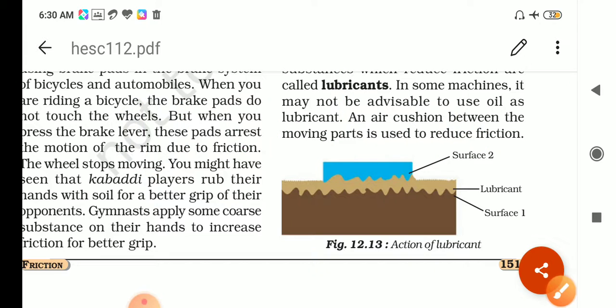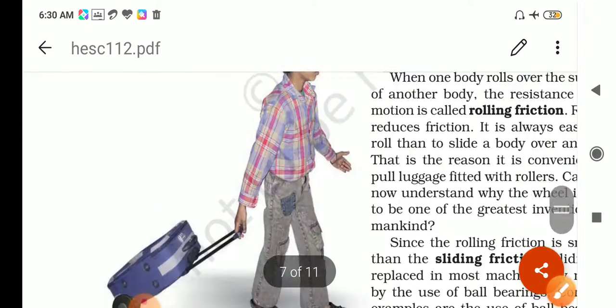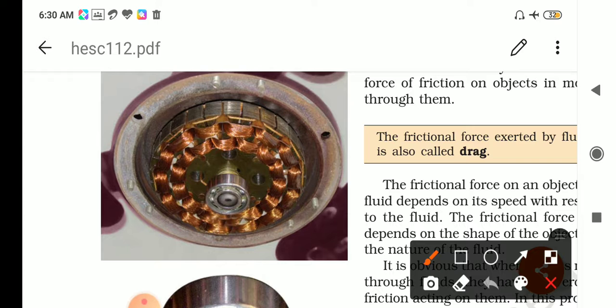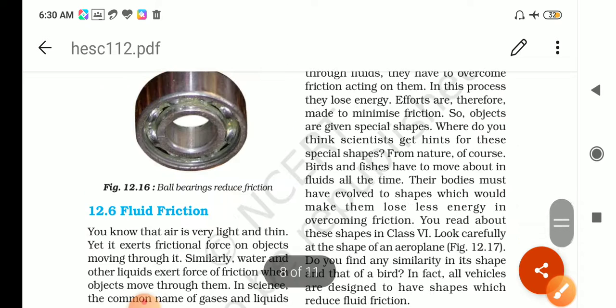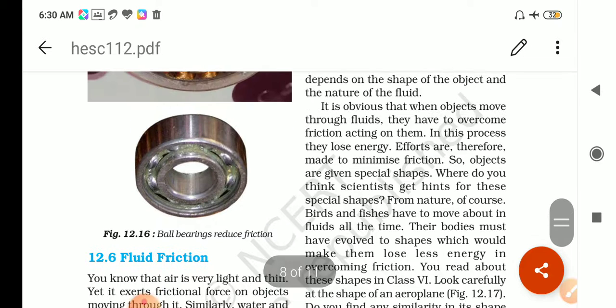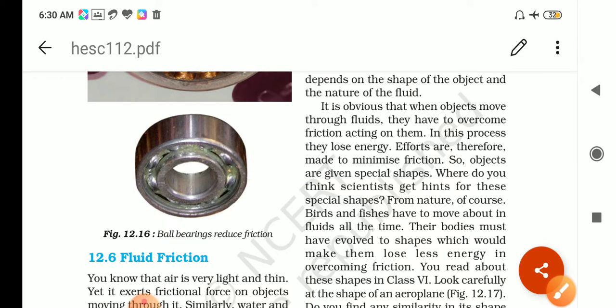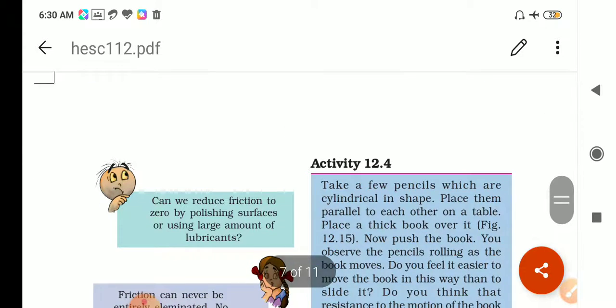And next which we can use is ball bearings. These structures you can see, this is called a ball bearing. Ball bearings can also be used here. Now see, these are the balls which are fitted inside this rim. These are called ball bearings. And next maybe the polishing of the surface. These are the three ways by which we can reduce friction.